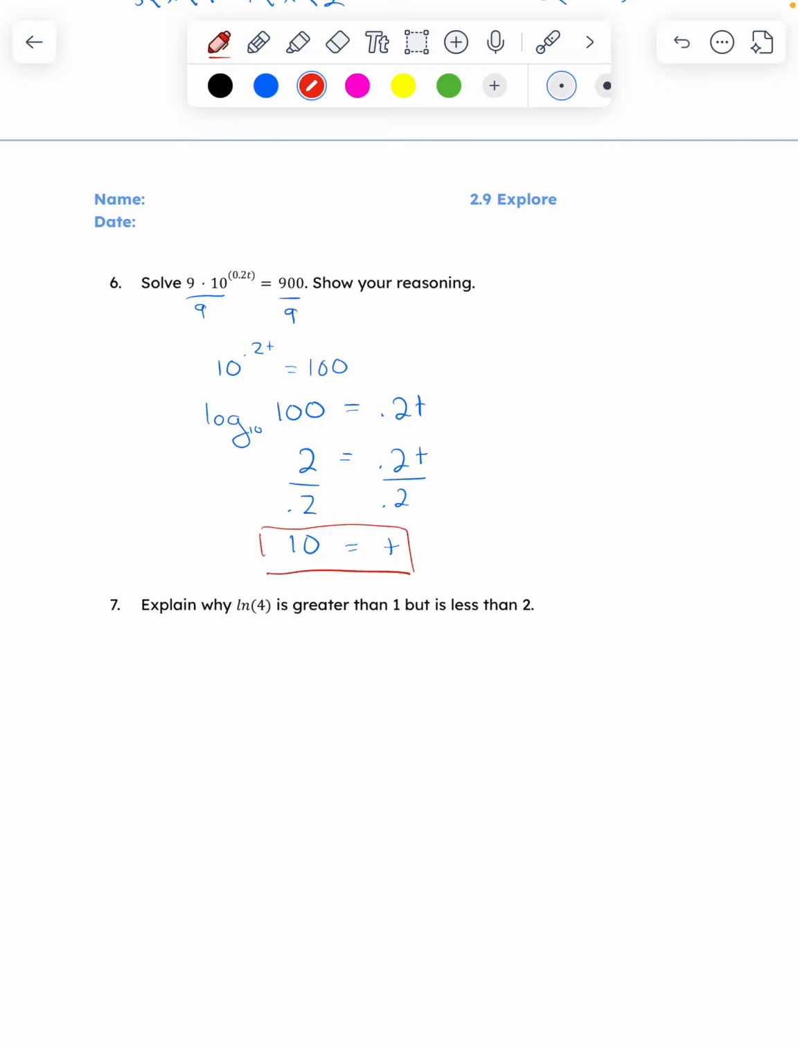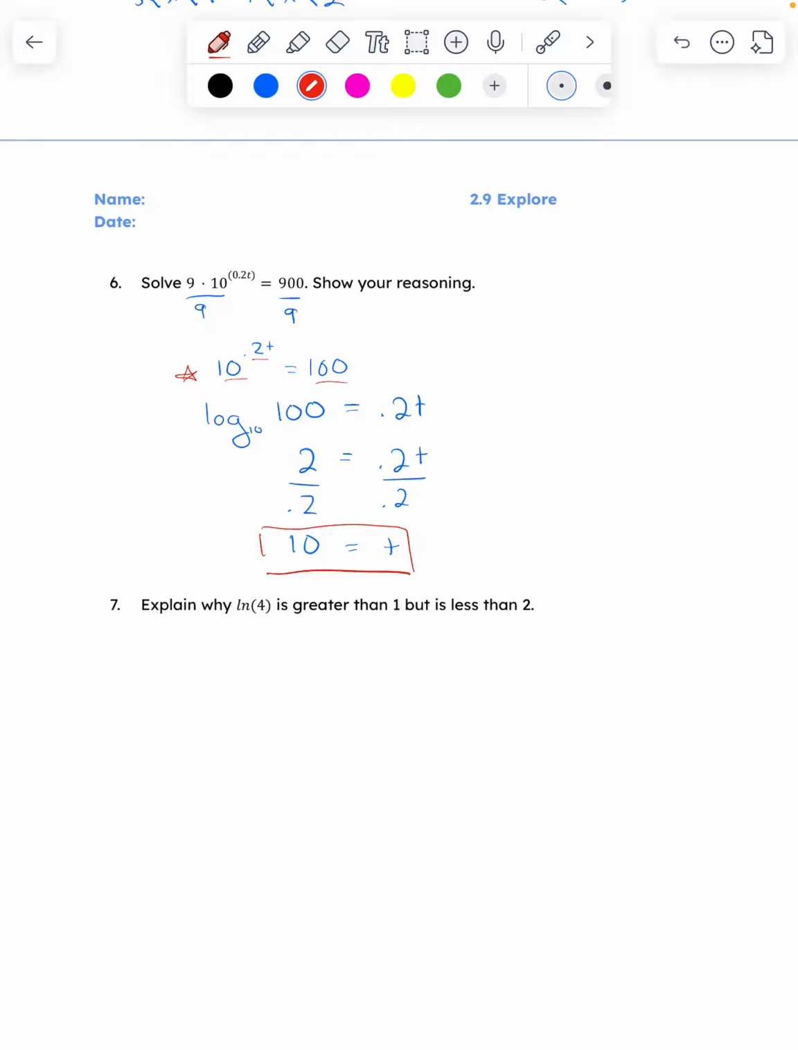If I'm not sure, this is a really easy one to plug back in, at least at this step, right? 10 times 0.2 is 2. So 10 to the 2 would be 100. Okay.